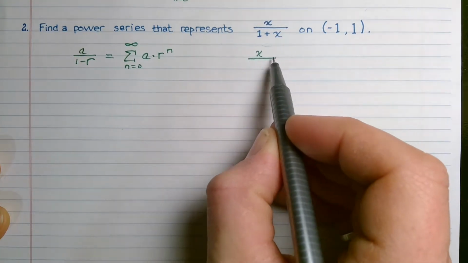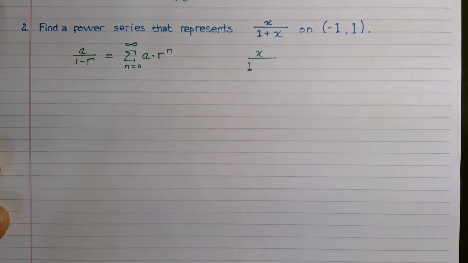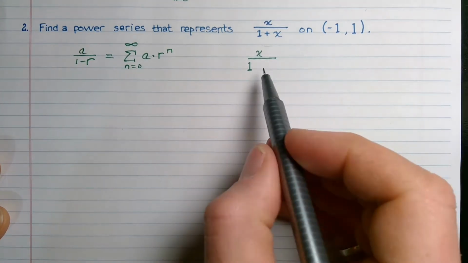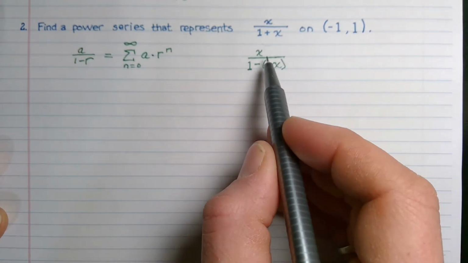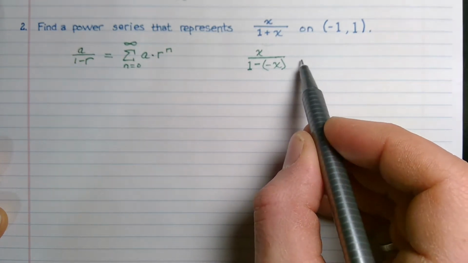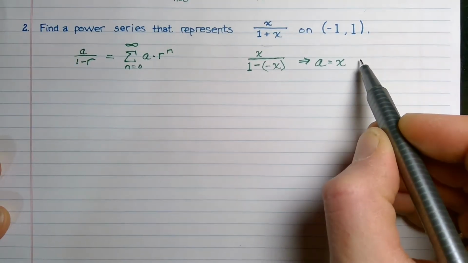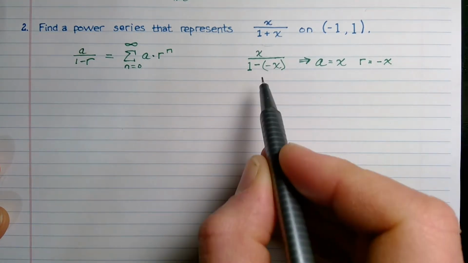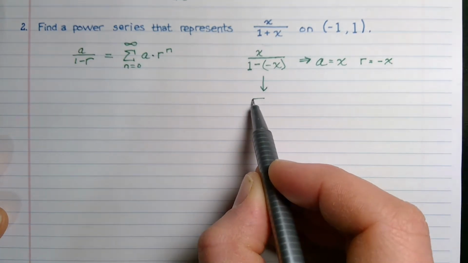The x does make you a little bit nervous, but if we can kind of think of that as a value of a, things look pretty good. So we have x over 1, but we have a plus here, super easy to fix, minus a negative x, right? So you have a over 1 minus r, right? So that's telling us that we have the value of a being equal to x, and the value of r being equal to negative x. So we can express this whole thing as a power series.